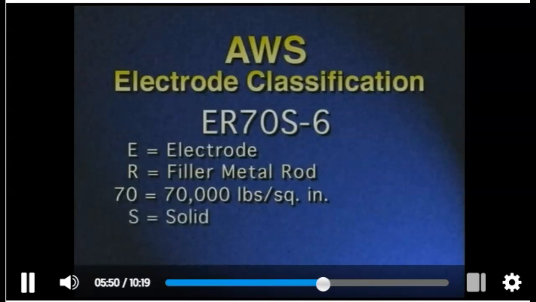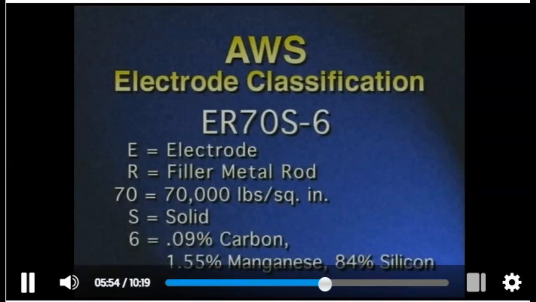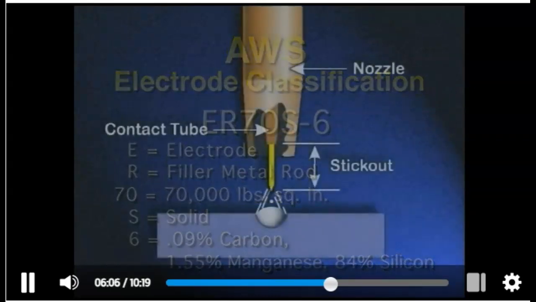The S stands for a solid wire. And the last number, in the case of gas metal arc electrodes for mild steel, indicates a particular combination of carbon, manganese, and silicon. The typical percentages are listed in the manufacturer's data sheets.